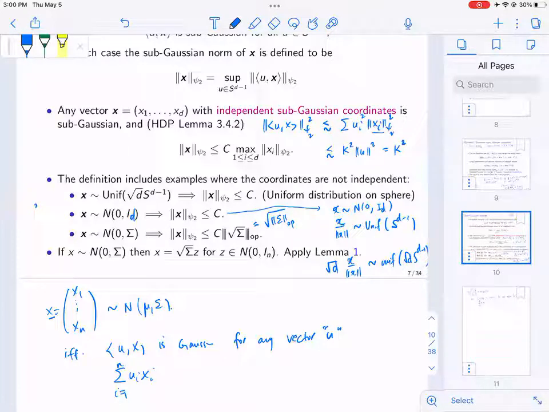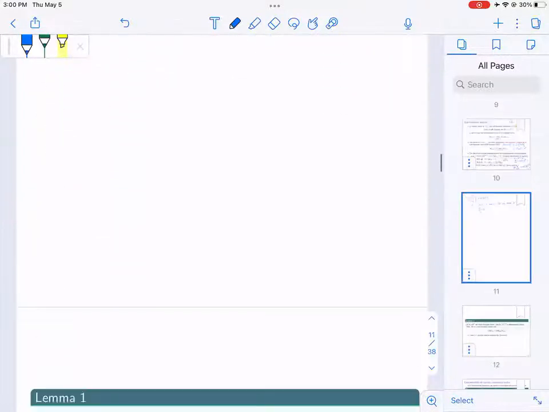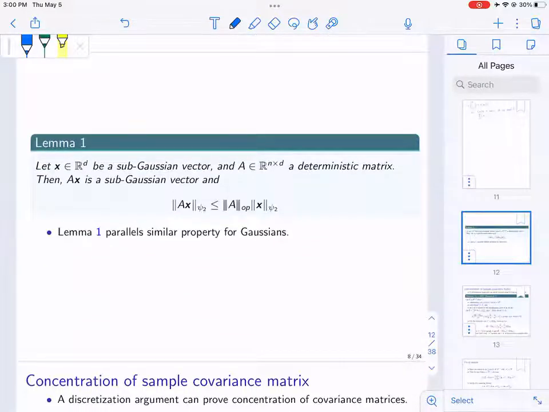This case follows from this using this next lemma. I can write X as root sigma times Z, where Z is normal with mean 0 and identity covariance. Then I'm going to apply lemma 1. What is lemma 1 here? I'll leave it to you to prove that if I have a sub-Gaussian vector X and A is a deterministic matrix, then AX is a sub-Gaussian vector, and the sub-Gaussian norm of AX is bounded by the operator norm of A times the sub-Gaussian norm of X. This follows from similar properties for Gaussians. Proof left as an exercise, or I should probably assign it as a homework problem.